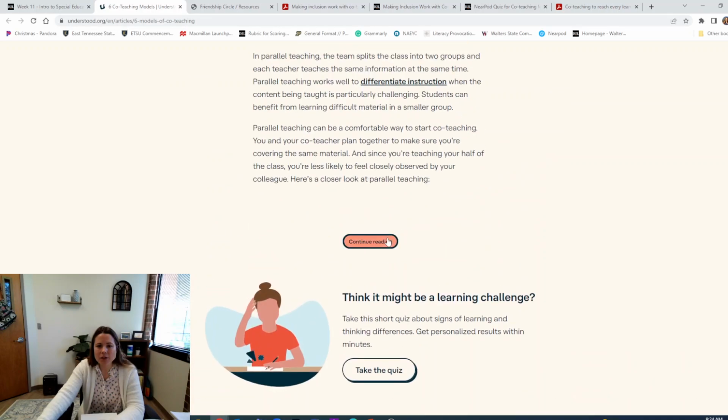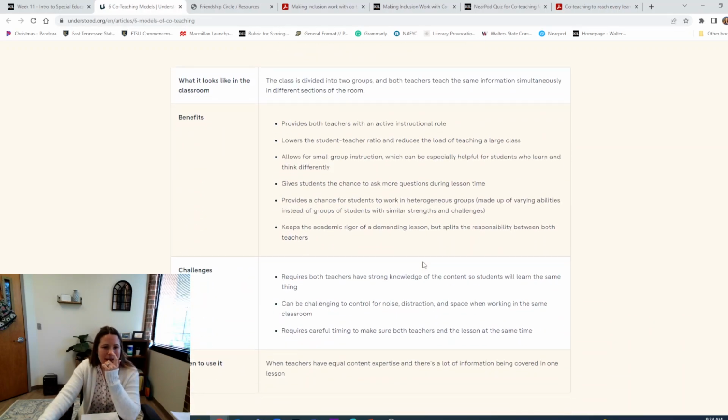Okay, and then if you hit continue reading, again, it goes through, well, what does this look like? Well, you are going to divide the class into 2 groups.